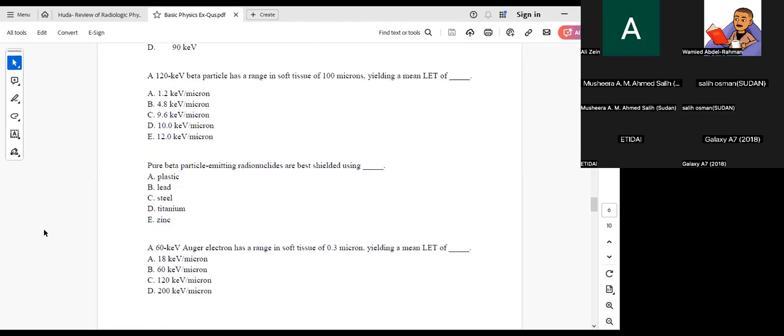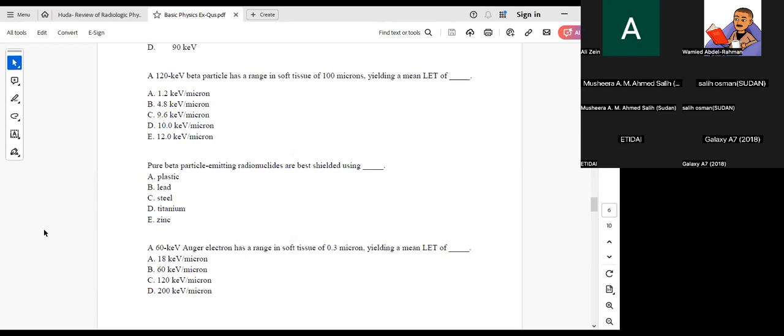A 120 keV particle has a range in soft tissue of 100 microns, yielding a mean LET of... so this has a range. The mean LET is basically the particle energy divided by the distance it travels. It's the average LET. So 120 divided by 100 gives 1.2 keV per micron. This is the answer.